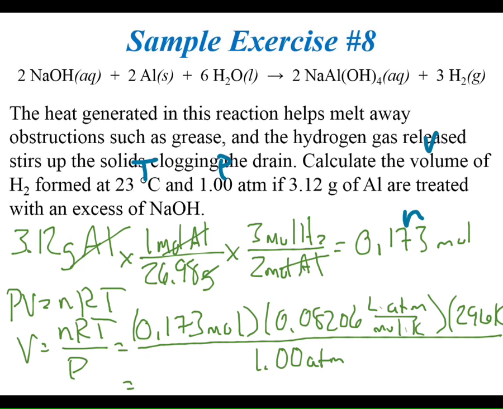Okay. You're right, it's like 4.20. 4.2, yeah, 4.20.